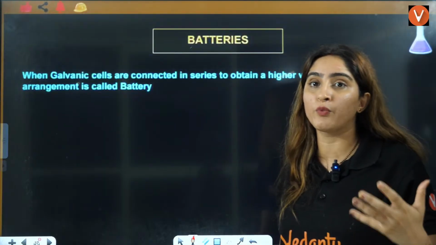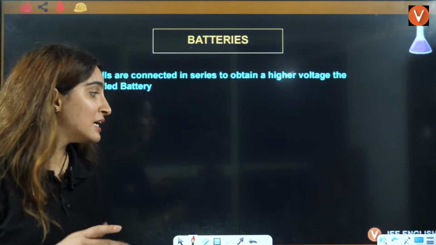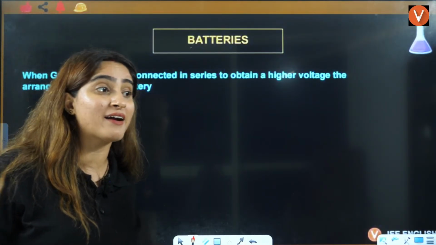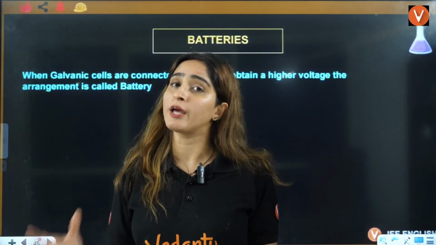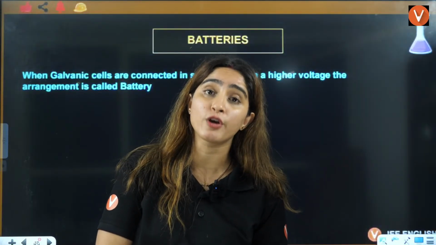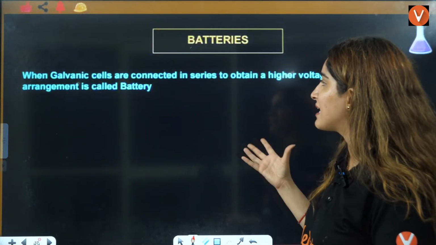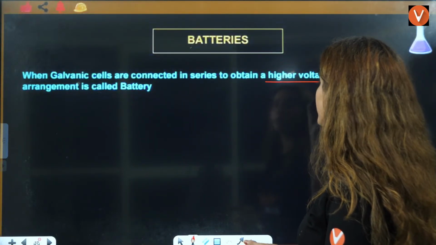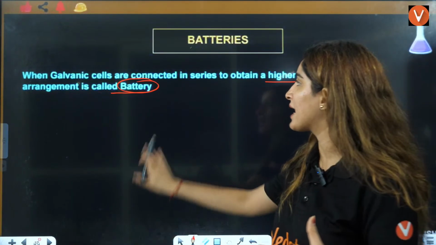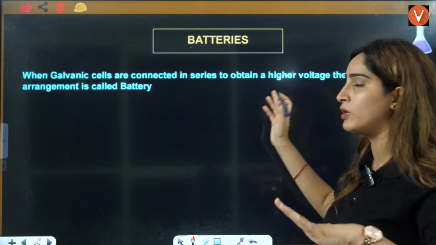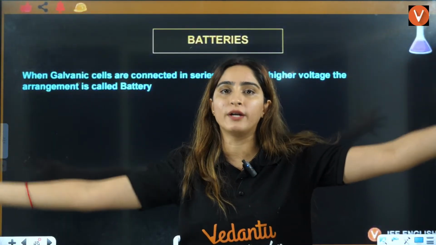For example, the battery that our phone has, the battery in the AC remotes, the batteries in the cells. All these are actually based on electrochemical cells, electrochemistry. These are all the applications here. First, galvanic cells connected in series to obtain a higher voltage, the arrangement is called a battery. So many cells are connected in series to obtain a higher voltage.